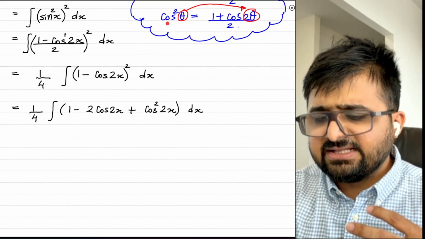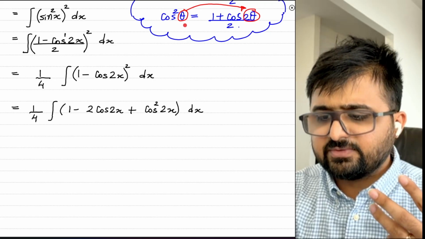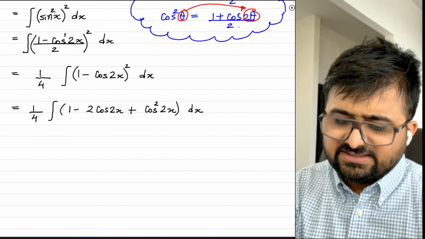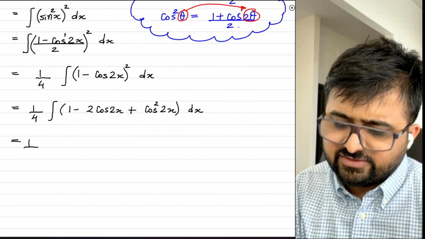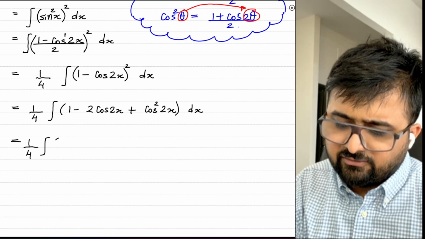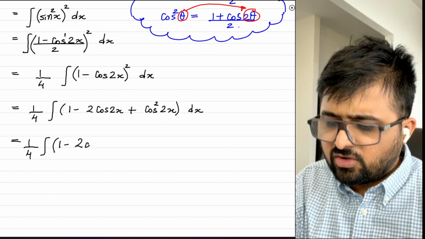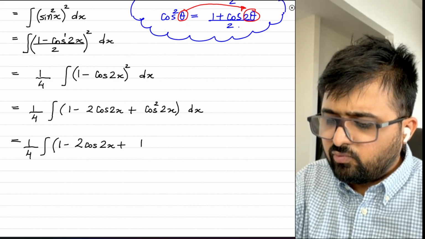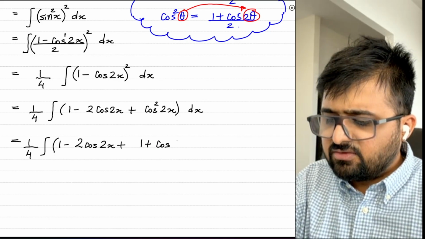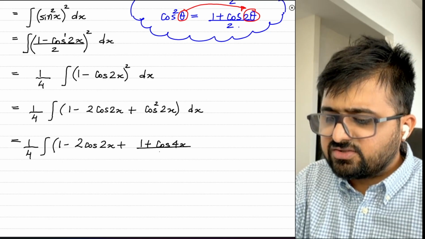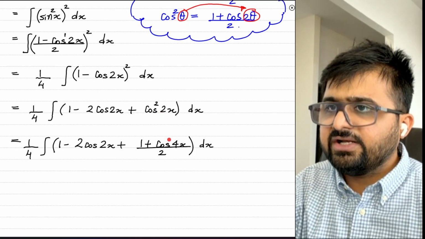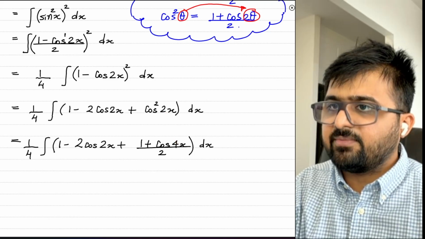So we'll have to use again the identity number 2, which is for cos square theta, to convert that power 2 into power 1. So this function will become 1 by 4 integral of 1 minus 2 cos 2x plus that cos square 2x will become 1 plus cos 4x divided by 2 with respect to x. Note that the power 2 became power 1, and that angle was 2x, now it is double, which is 4x.